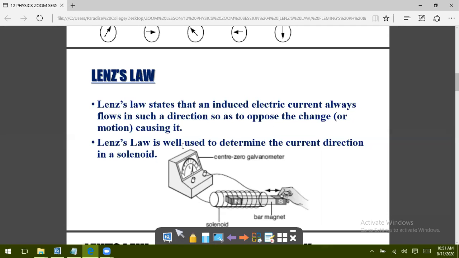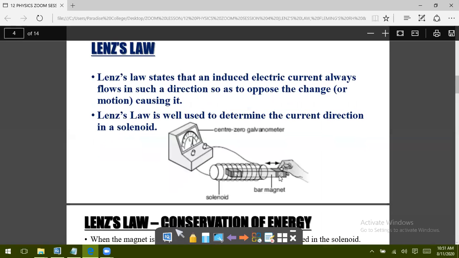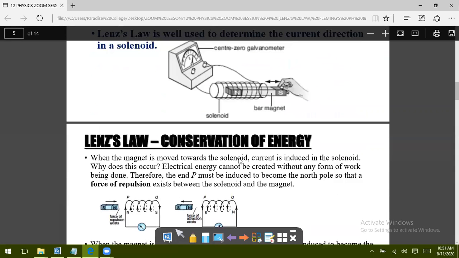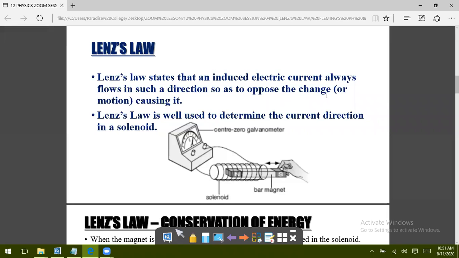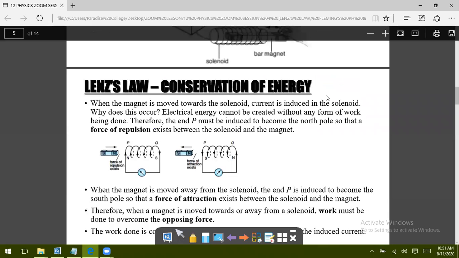Now, Lenz's law is well used to determine the current direction in a solenoid. Lenz's law goes well with the concept of a solenoid, current induced in a solenoid. So let's take a look at this idea here. I'm going to explain Lenz's law, what it means by the flow of current that opposes the motion causing it. I'm going to explain that with a few diagrams underneath, in just a while.